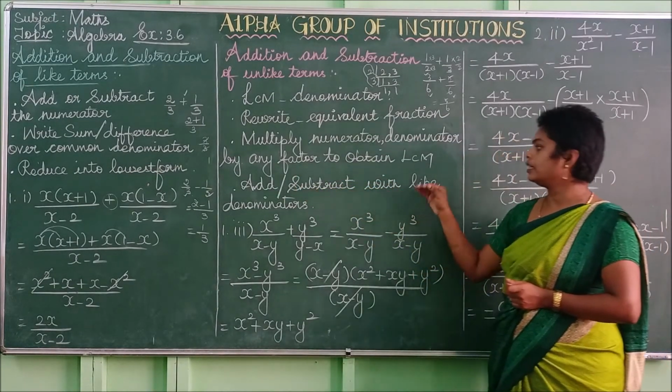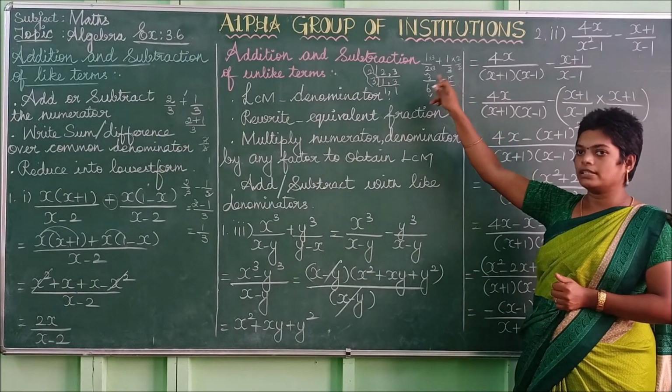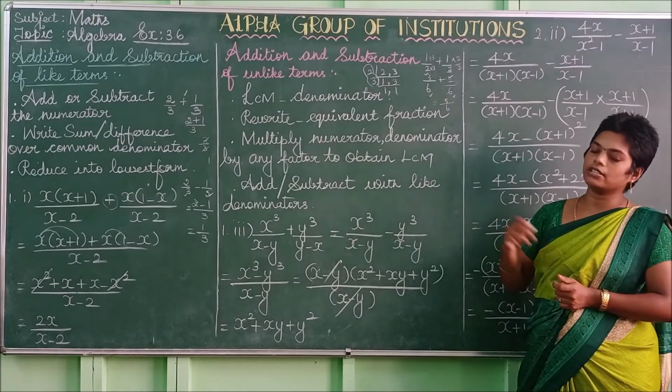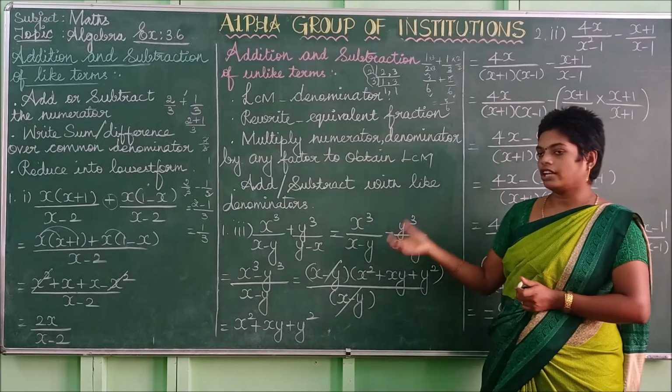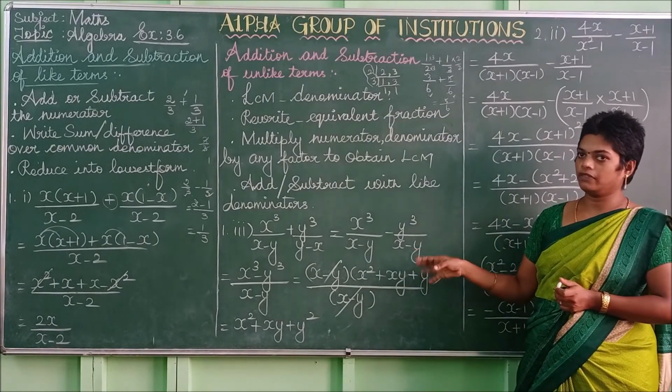Add or subtract with like denominators. So here we get the like denominator. The operation is plus. We have done the plus operation. If it is minus, how to subtract the values? So shall we move on to the problem? Our first one, simplify. The third subdivision we are going to see.